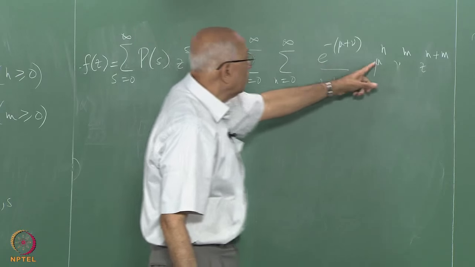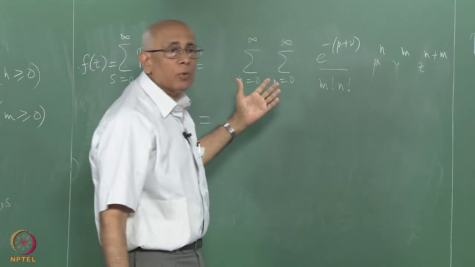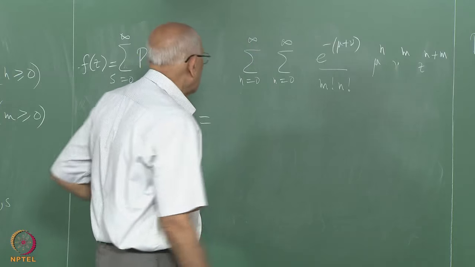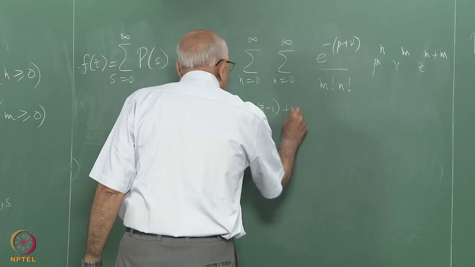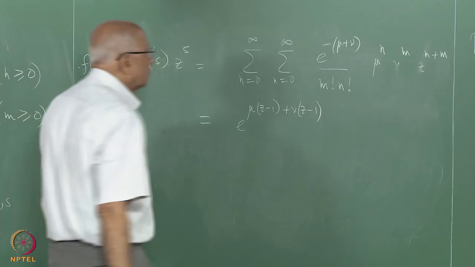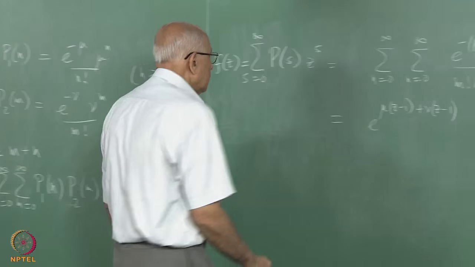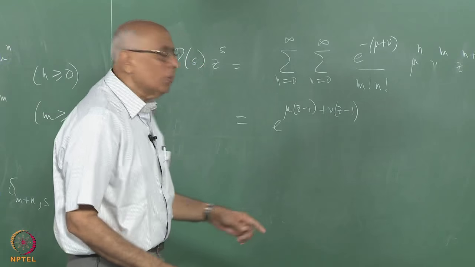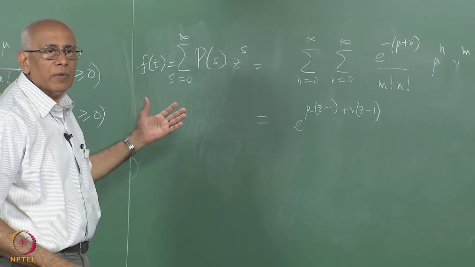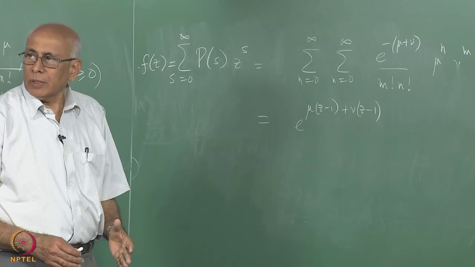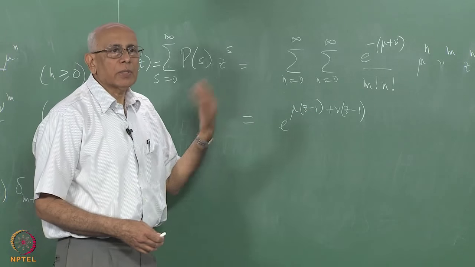And what does this become? Mu z to the power n, nu z to the power m. And each of the sums can now be done completely. There are no further constraints on it. Therefore, this gives me e to the power mu times z minus 1 plus nu times z minus 1. And all we need to do is to take out the coefficient of any power that we want to find. P of s. We need the coefficient of z to the power s in the power series expansion of this quantity in a power series in s.